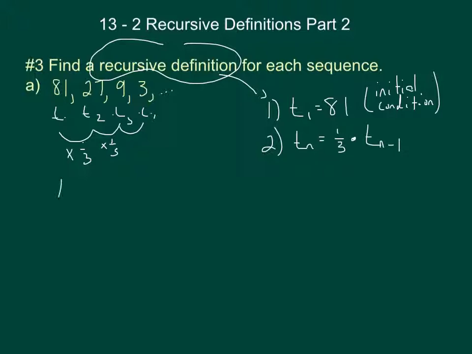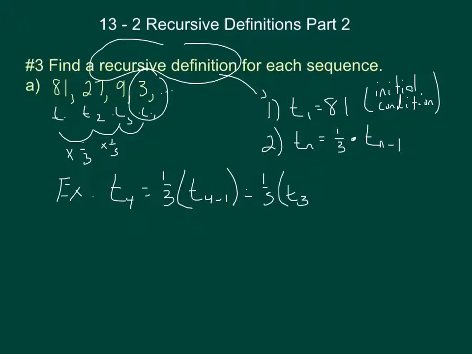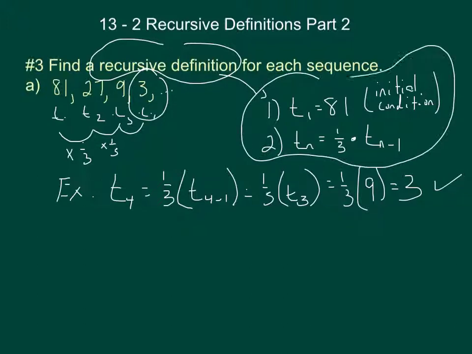Let's check it. So, for example, what would t sub 4 be? We already know it to be 3, but let's make sure the formula works. Take 1/3 times t sub 4 minus 1, in this case, 1/3 times t sub 3, in this case, 1/3 times 9, which is 3. So it looks like our recursion equation is working just fine. But remember, you need both components.